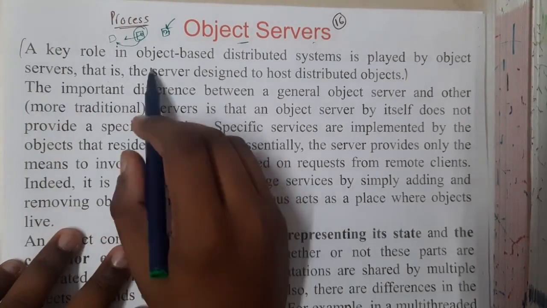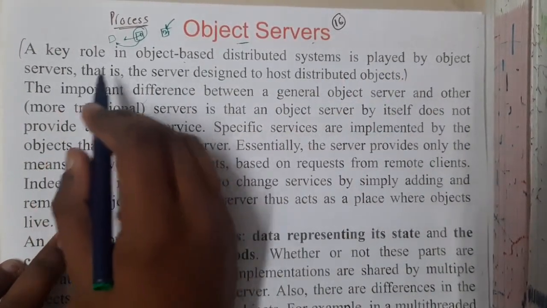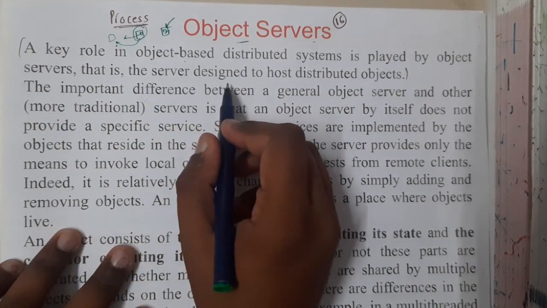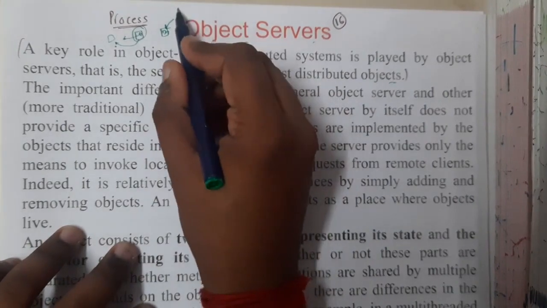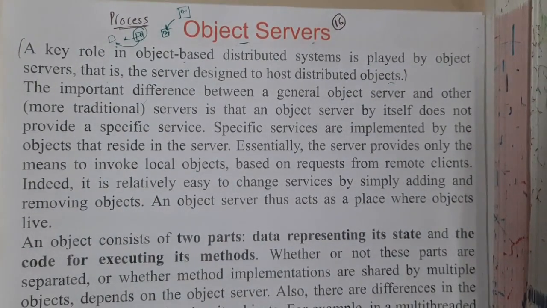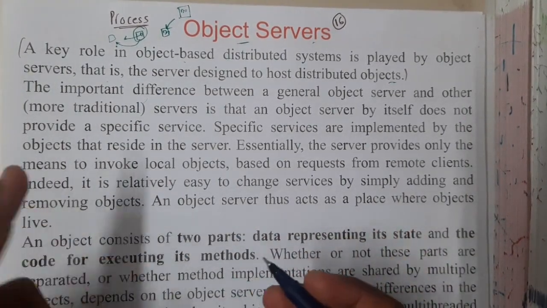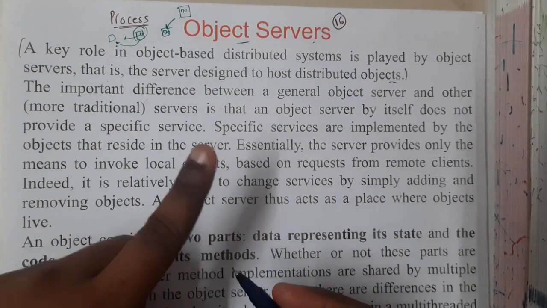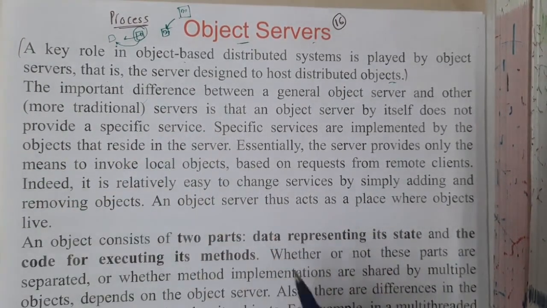A key role in an object-based distributed system is played by object servers. That is the server designed to host distributed objects. As I told you, in a distributed object server, you will have multiple objects which can be distributed among systems. They are distributed, but they are similar to threads, guys. Each system or each client can take one particular object, operate on it, and leave it back.